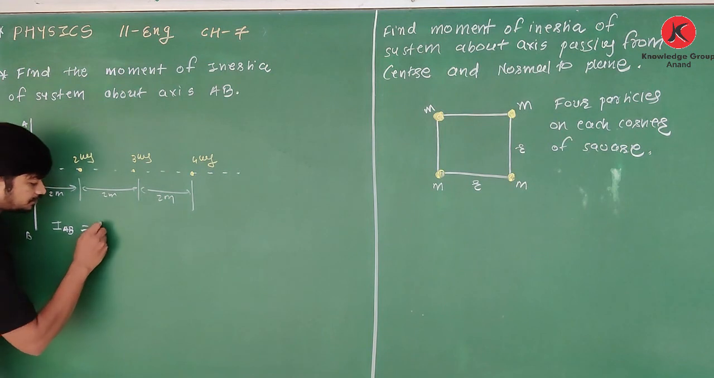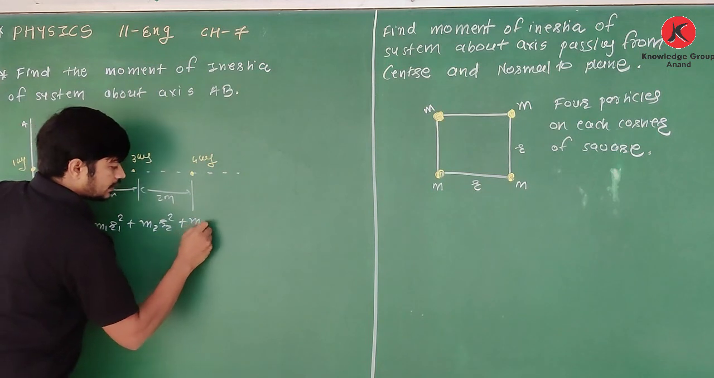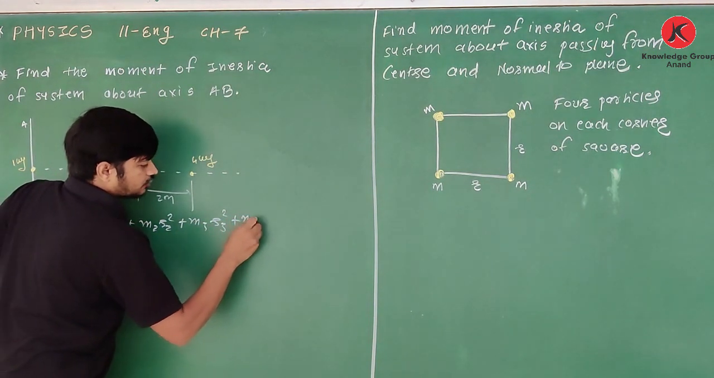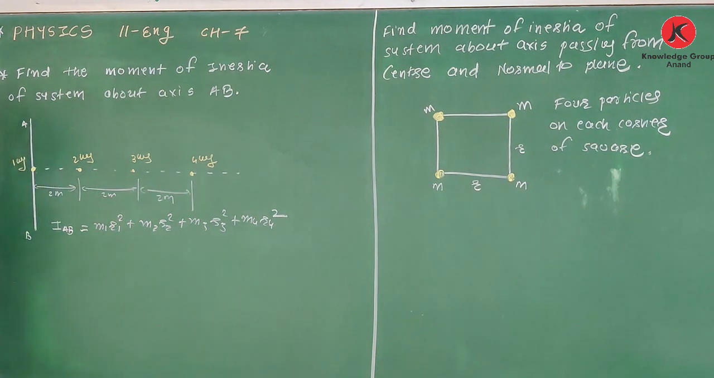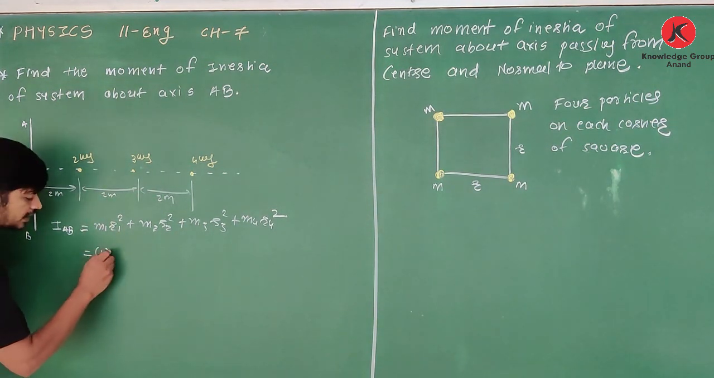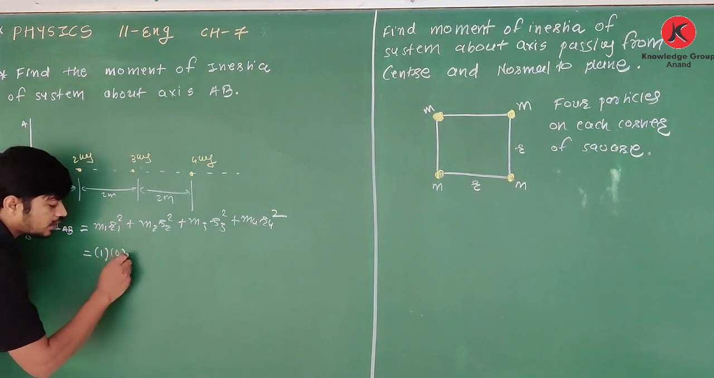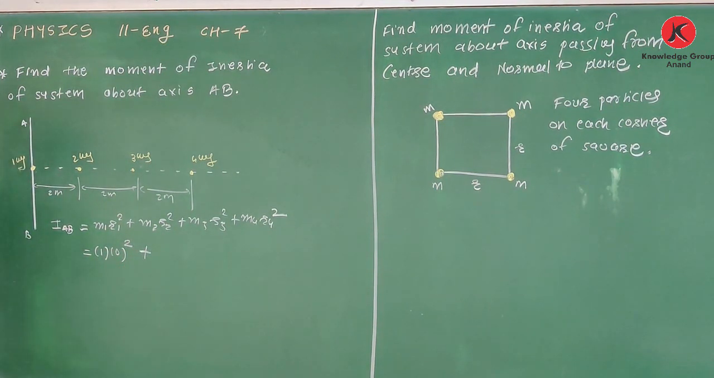First of all, I will write the equation. M1 R1 square plus M2 R2 square plus M3 R3 square plus M4 R4 square. Now I have to put in values. What is the value of M1? 1 kg. What is the value of R1? 0. Why 0? Because this point, 1 kg, lies on the axis. So its perpendicular distance from the axis is 0. Simple. This point is on the axis, so its distance would be 0.